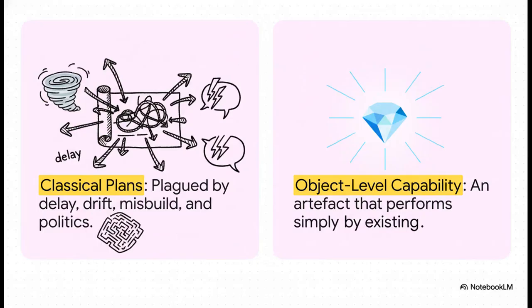Okay, so this really lays out the two worlds we're talking about. On one side, you've got the world we all know a little too well, right? The world of classical plans. It's messy, you've got delays, you've got office politics, you've got things getting built wrong. It's just chaos. But on the other side, there's this entirely new way of thinking, object-level capability. Here, the object itself does the work. It performs its function just by existing. It doesn't need a team to act on it. Its very presence is the solution.